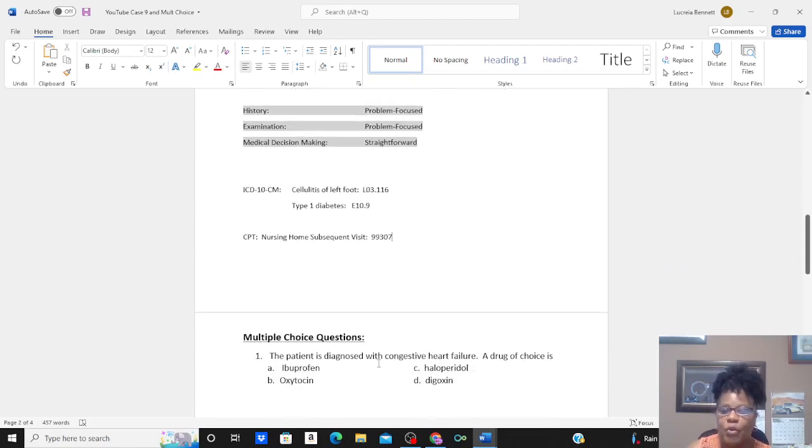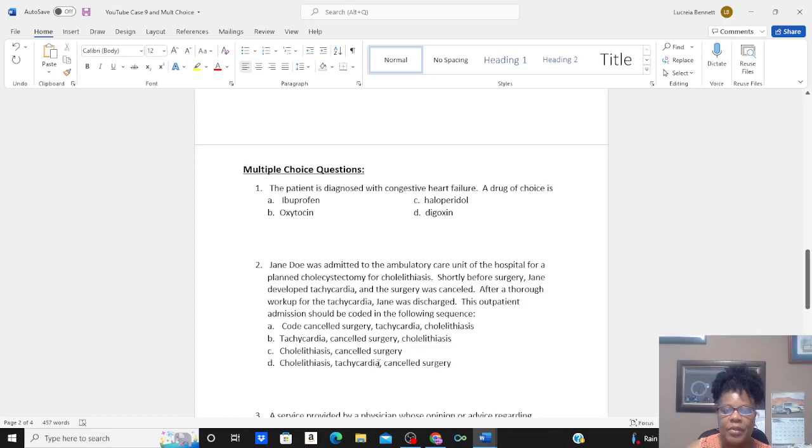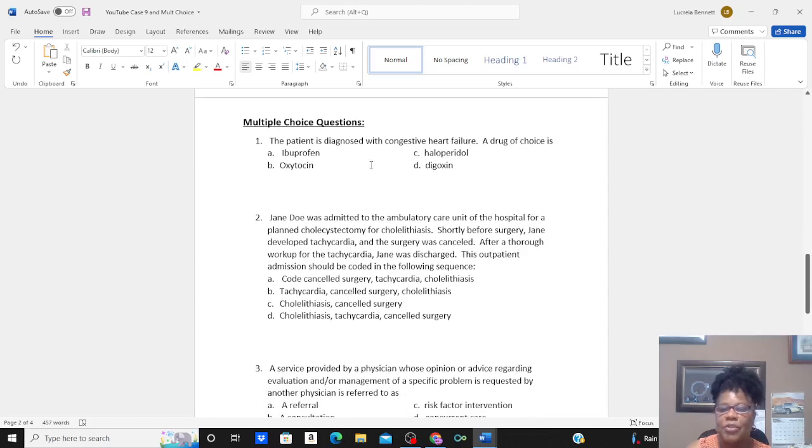Also, I gave you some multiple choice questions. First one says, a patient is diagnosed with congestive heart failure. A drug of choice for congestive heart failure: digoxin.